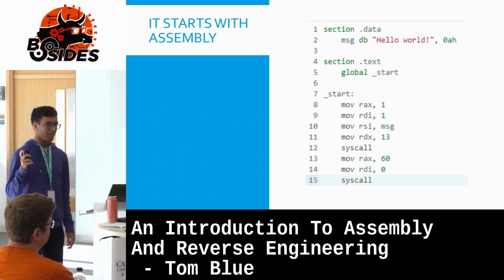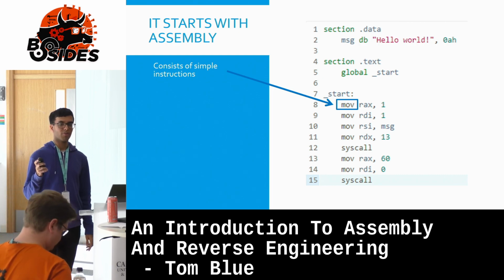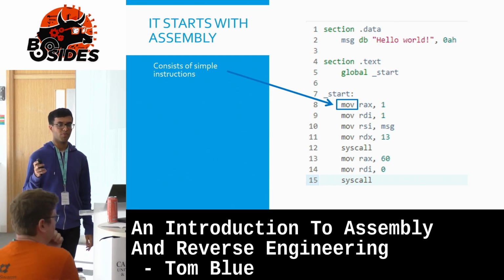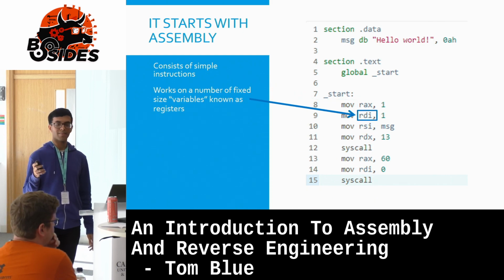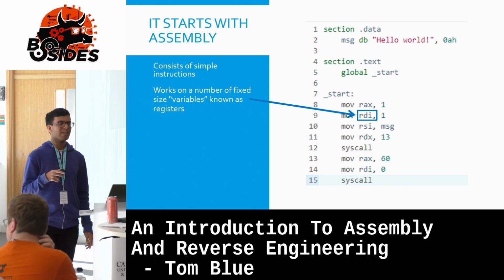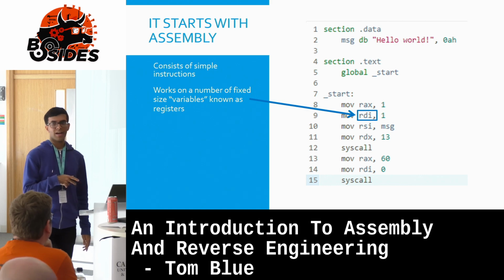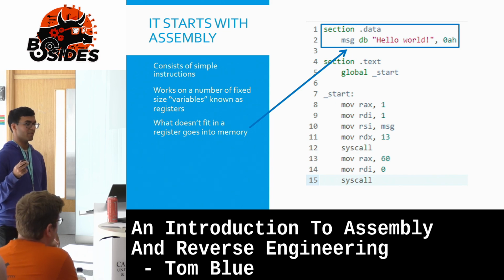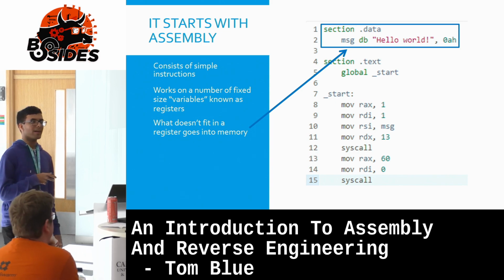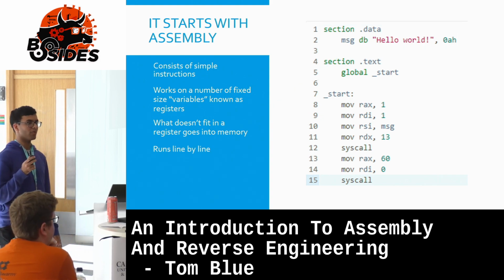We start with assembly. Assembly consists of simple instructions such as moving a value from a register into memory or between registers and stuff like that. A register is just a fixed-sized variable which is built into the CPU and so therefore can be accessed very quickly. However, due to the size of them, things that don't fit in registers have to go into memory. Memory takes longer to access, but it's still relatively quick. And it runs line by line like anything else does.